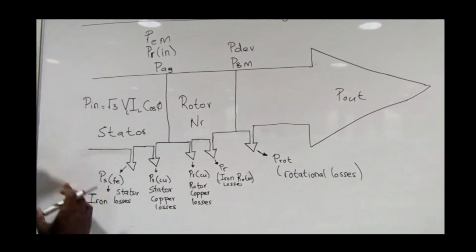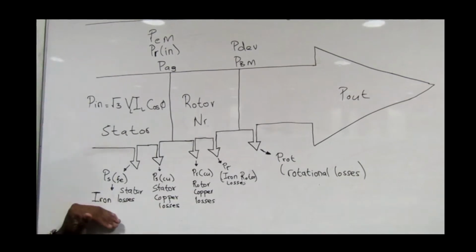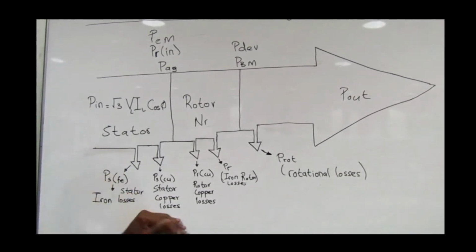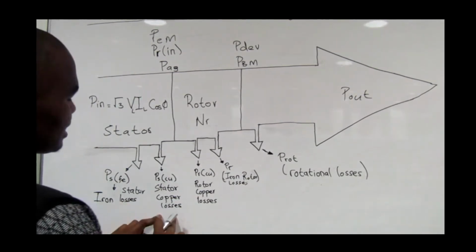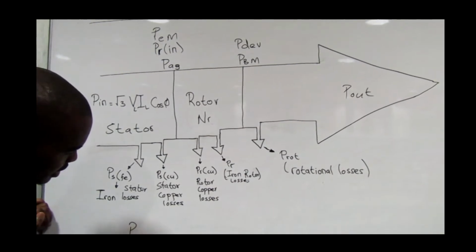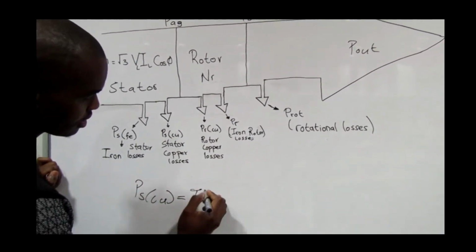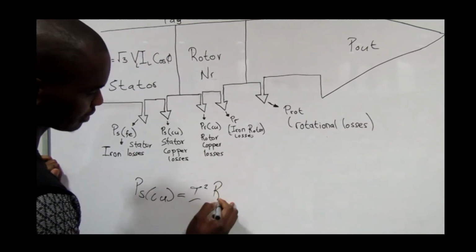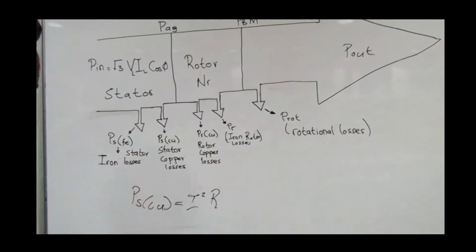Here we have our P-in, which suffers two losses: the stator iron loss and the stator copper loss. The formula for the stator copper loss is given by P_SCU equals I squared R. This is how we determine the stator copper loss.